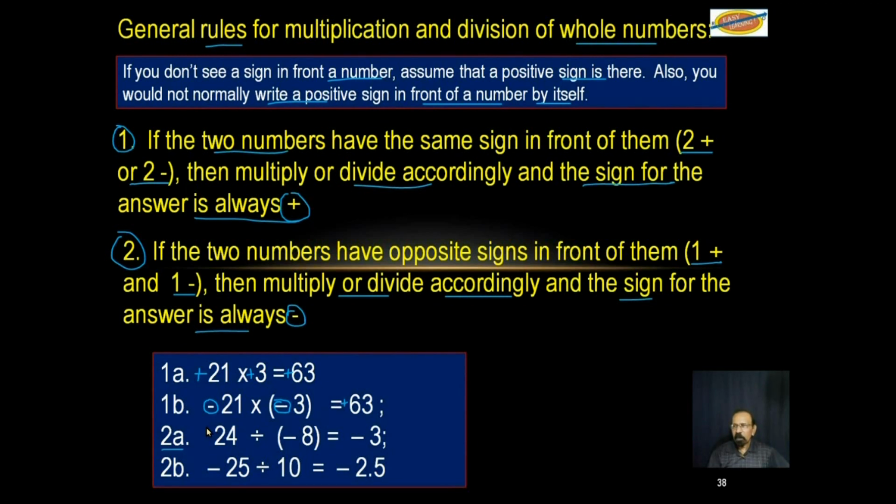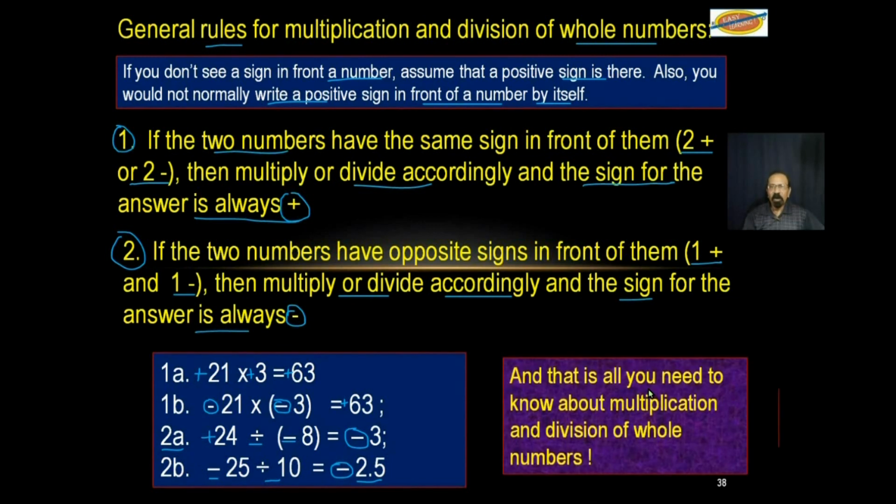And then if you divide or multiply, and one is positive and one is negative, you work accordingly. 24 divided by negative 8, you get 3. But because you have unlike signs, the answer is negative 3. And the same thing holds true for this. Negative 25 divided by positive 10, two unlike signs, you are going to get 2.5, but because they are unlike signs, plus and minus, your answer will be negative. And that is all you need to know about multiplication and division of whole numbers.